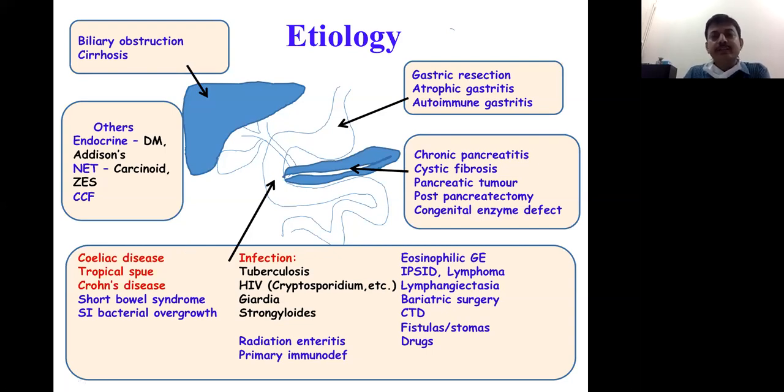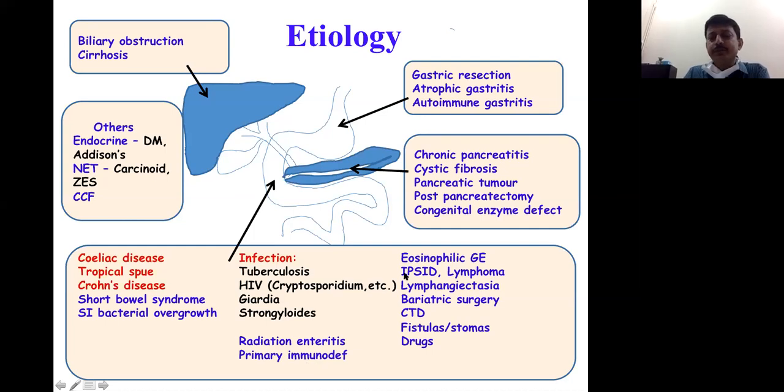So while there are many conditions causing malabsorption, the important ones are celiac disease, tropical sprue, Crohn's disease, and infections, all of them diseases of the small intestine. Okay. Now, in addition to these conditions, you can also have short bowel syndrome where the bowel length is reduced because of surgery. There is not an adequate amount of surface area for digestion or absorption. Sometimes there may be stasis of the bowel content and the patient may have overgrowth of bacteria. Then there may be damage to the GI tract, radiation, and immunodeficiencies may predispose to infections. Other conditions like eosinophilic gastroenteritis, lymphoma, IPSID.